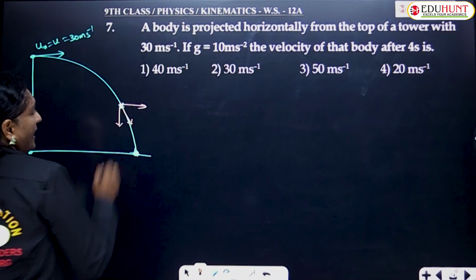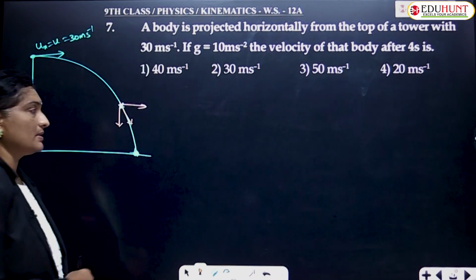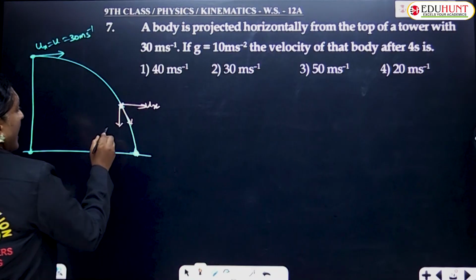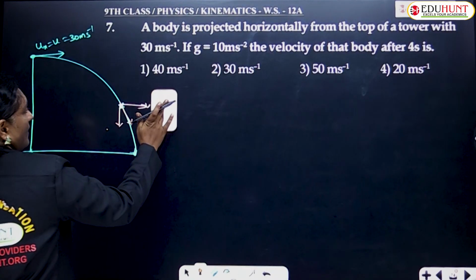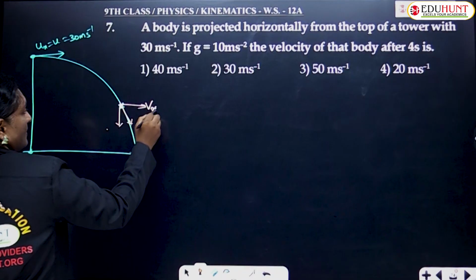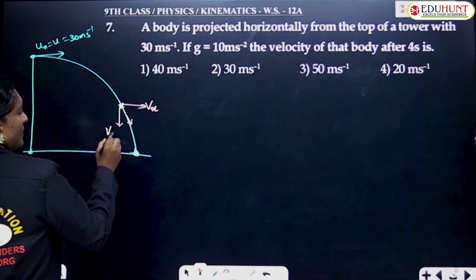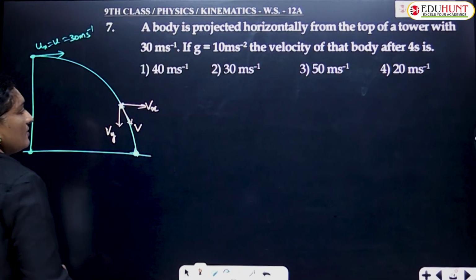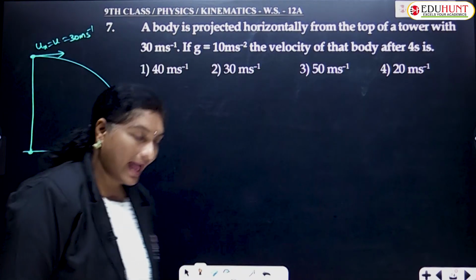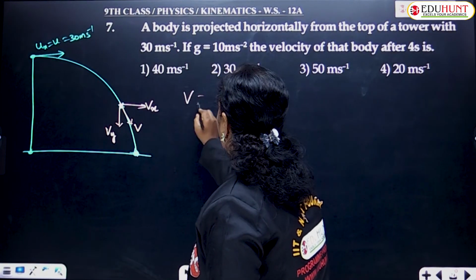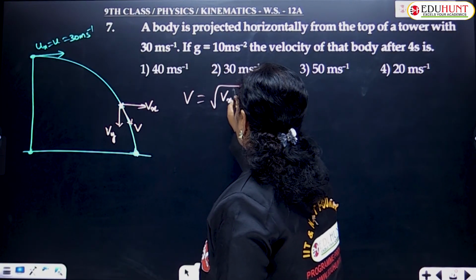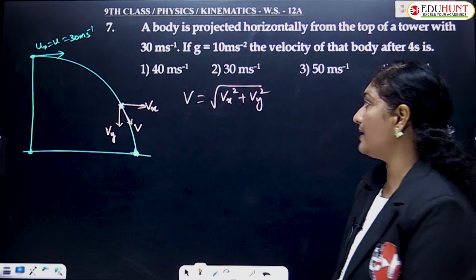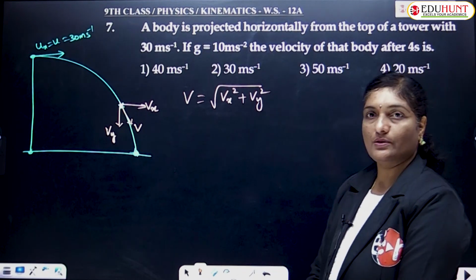What velocity do we have? You will have two velocities. One is the horizontal velocity, which remains constant always, as well as the vertical velocity. So the horizontal velocity, let me name it Vx, and the vertical velocity Vy. Hence, the velocity after 4 seconds is given as root over Vx squared plus Vy squared. The net velocity is root over Vx squared plus Vy squared.